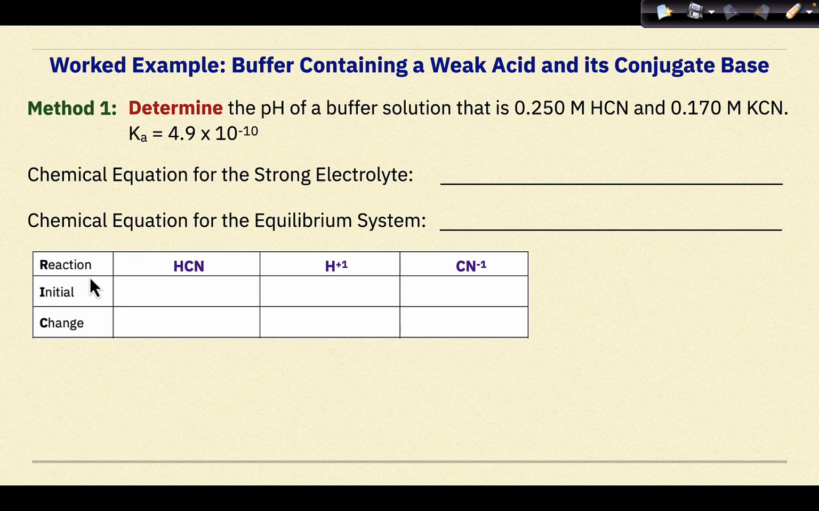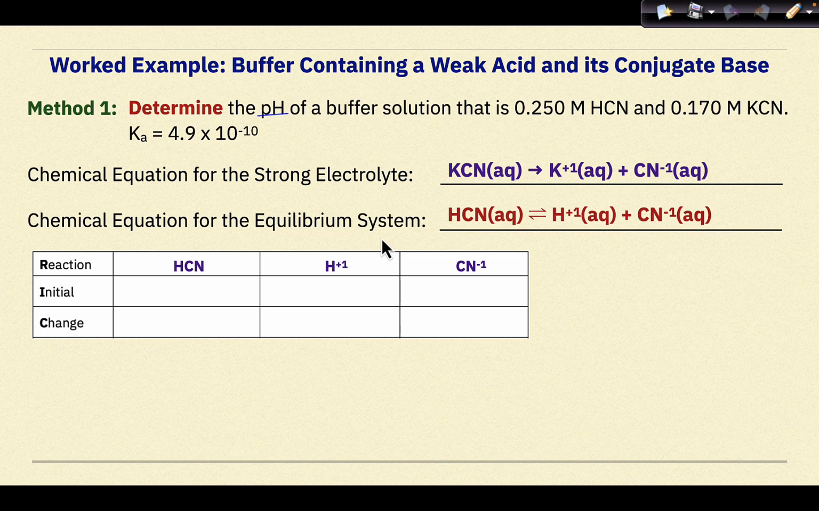Method 1 will use an ICE table. So determine the pH, that's our goal, of a buffered solution that is 0.250 molar HCN and 0.170 molar KCN. Our Ka value is 4.9 times 10 to the negative 10. The chemical equation for the strong electrolyte is KCN dissociates into K+ and CN- ions. The chemical equation for the equilibrium system is HCN ionizes to form H+ ions and CN- ions.